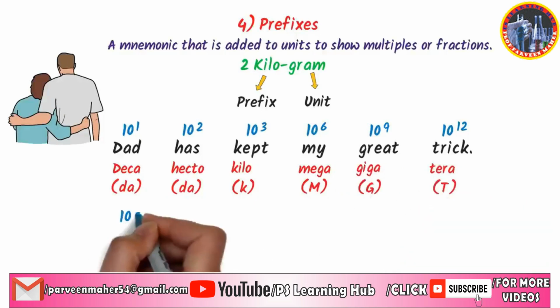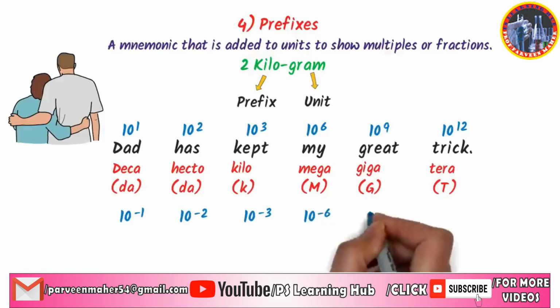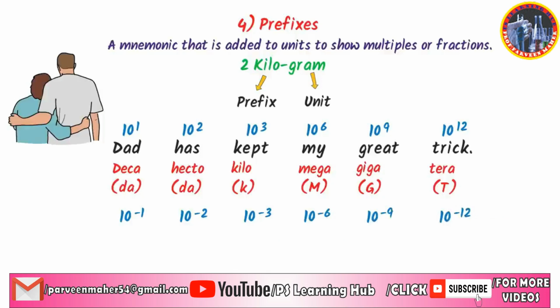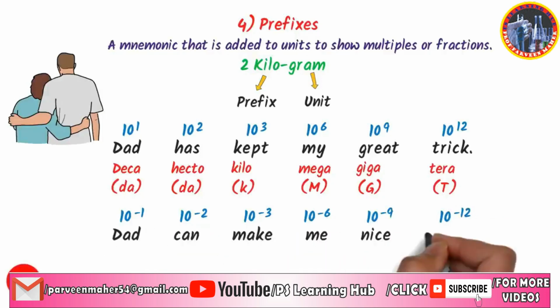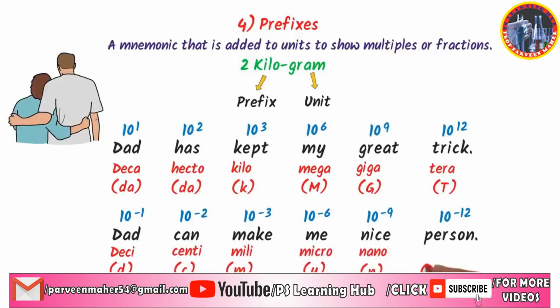Secondly, I write 10 to the power negative 1, then negative 2, negative 3, and then I repeat the previous process, jumping 3 times: negative 6, negative 9, negative 12. I use the trick, "Dad can make me nice person." Here, this D stands for deci, this C stands for centi, this M stands for milli, this M stands for micro, this N stands for nano, this P stands for pico. So this is the list of negative prefixes. Thus using this trick, we can easily learn all the prefixes.